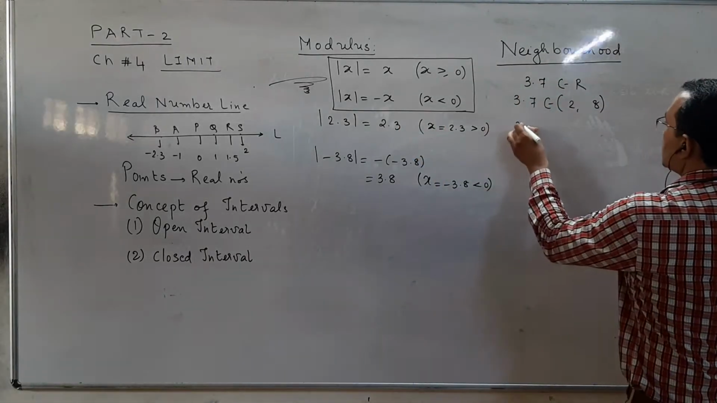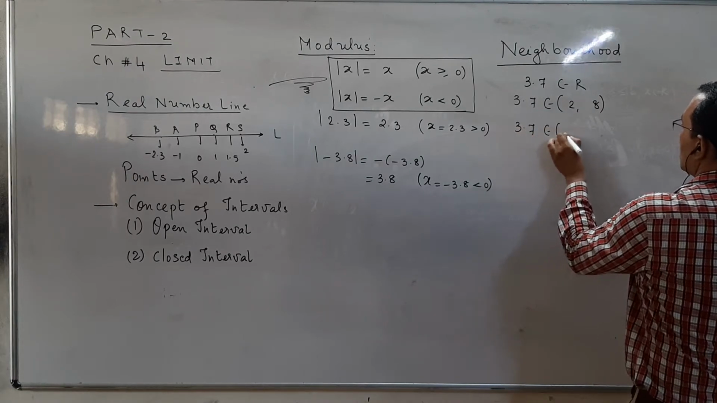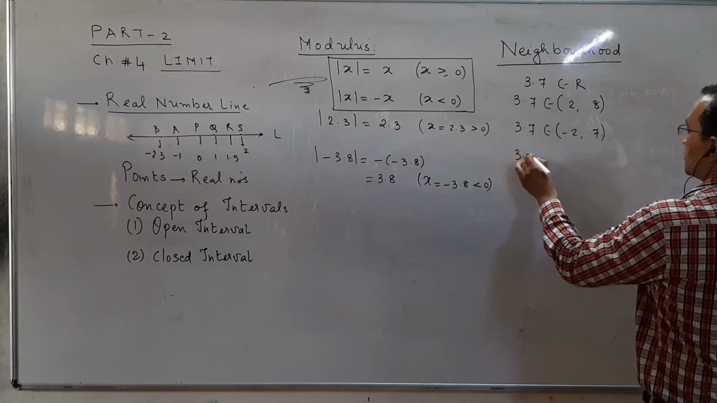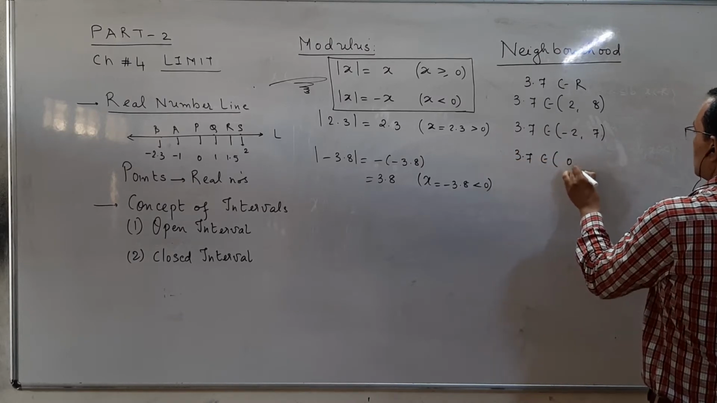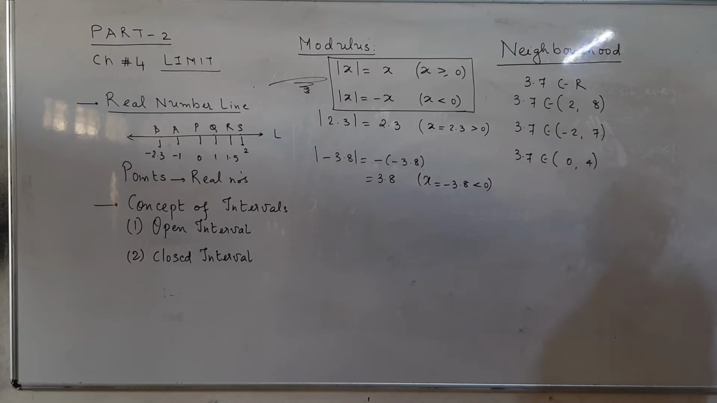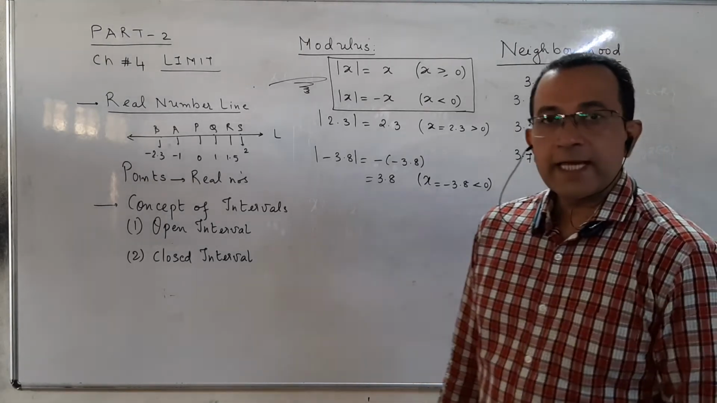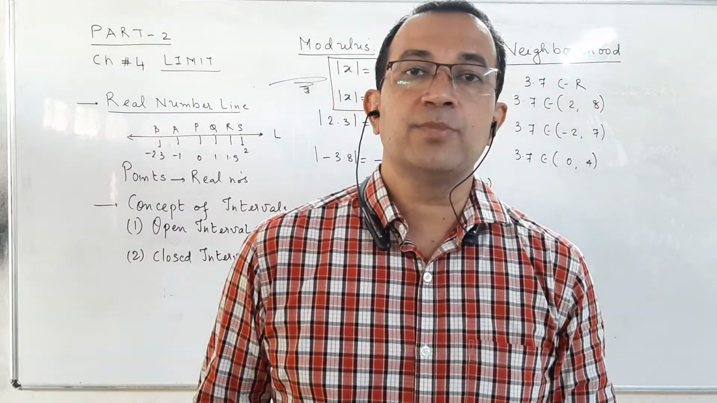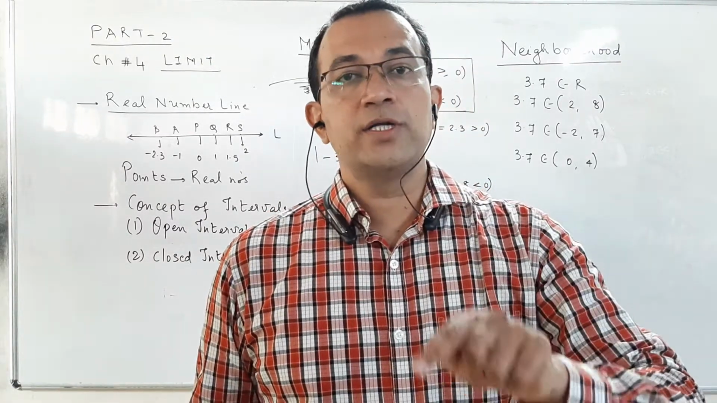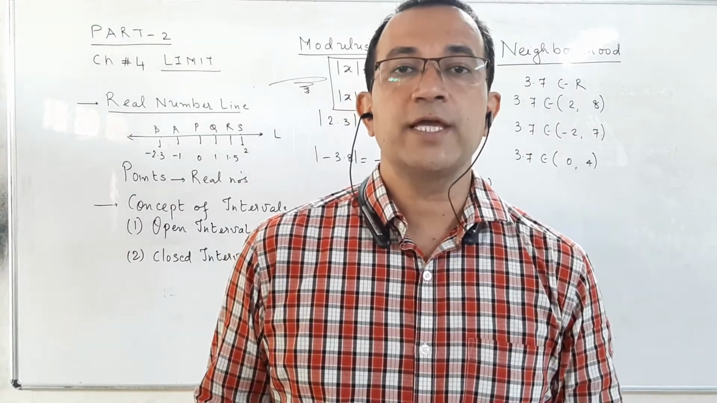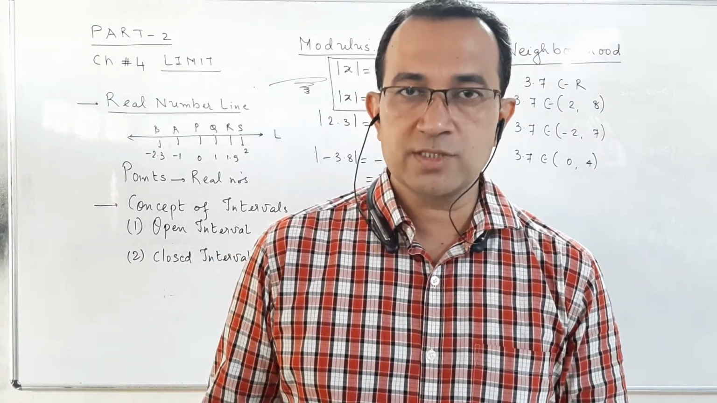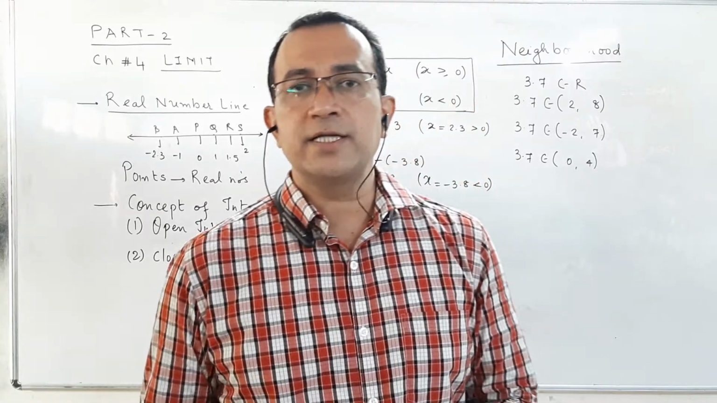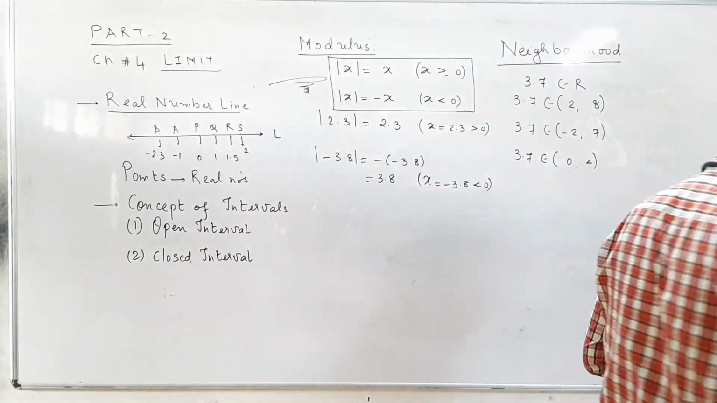I can even write like this, 3.7 belongs to (-2, 7). Yes, I can even write 3.7 belongs to (0, 4). So any open interval containing the real number A is called a neighborhood of A. All of you understood? So let A be any real number. Any open interval containing A is called a neighborhood of A.